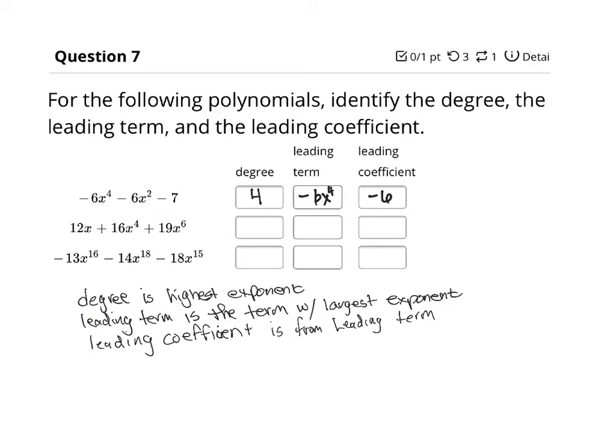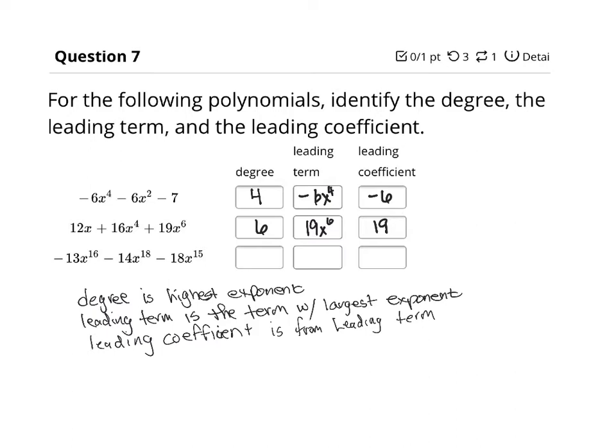So it may not be in order like the next one, but you still take the highest exponent. So that would be a 6. The term would be 19x to the 6. When it's positive, you don't have to write the plus when you're just writing one term. And the coefficient is a positive 19.